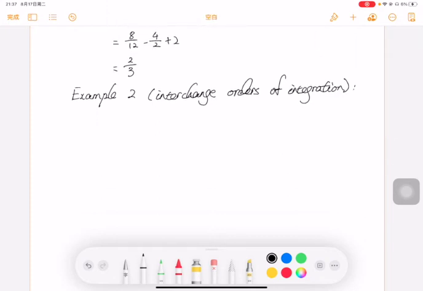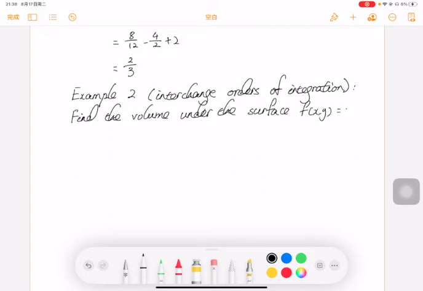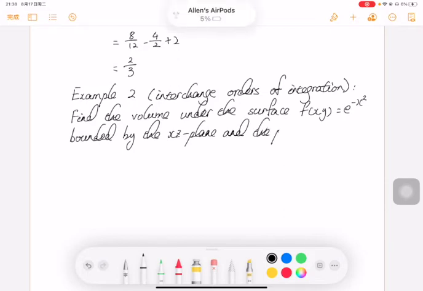Okay, let's find the volume under the surface f of x and y equals e to the minus x squared, and bounded by the xz plane and the planes y equals x and x equals 1.